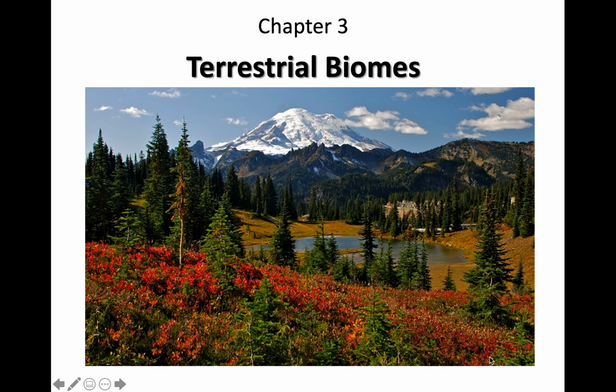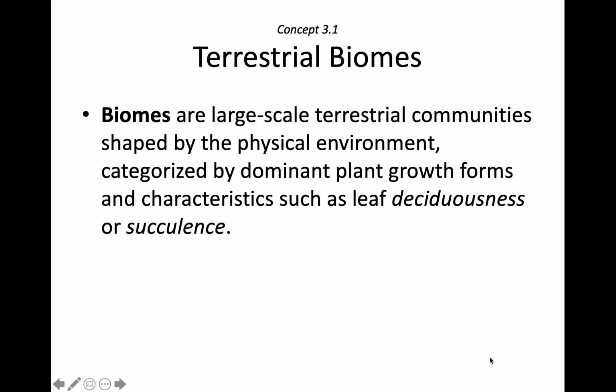Everybody, welcome to Chapter 3 lecture on terrestrial biomes. We'll start by just defining what a biome is in ecology. A biome is a large-scale terrestrial community shaped by the physical environment, and it's categorized by dominant plant growth forms and characteristics such as leaf deciduousness or succulence.